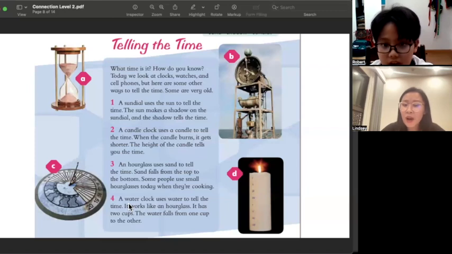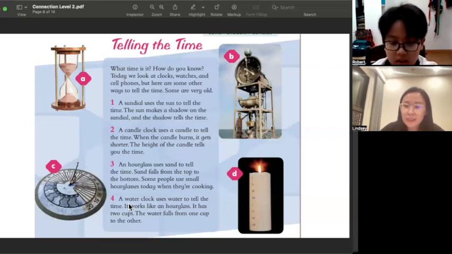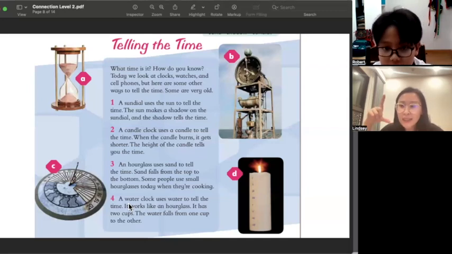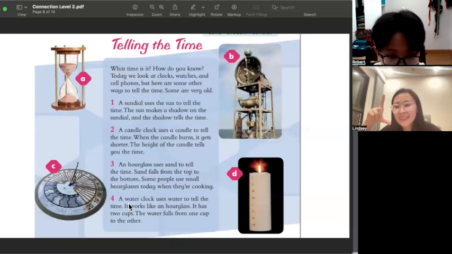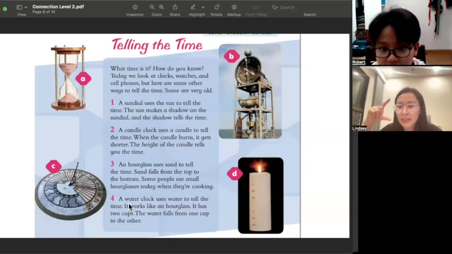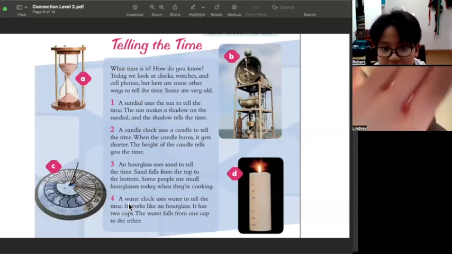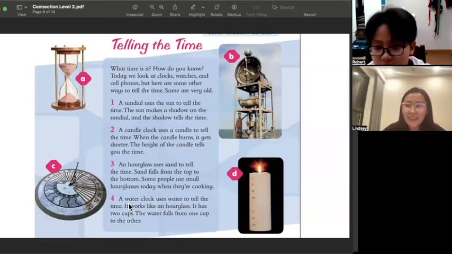Good. Okay, so when the candle burns, does it get shorter or taller? It gets shorter. Okay, so let's say when the candle is still tall, is it late or early? I think it's early. Uh-huh. And when the candle burns and it gets shorter, is it late or early? Late. That's our high five, Robert. Good answer. High five.